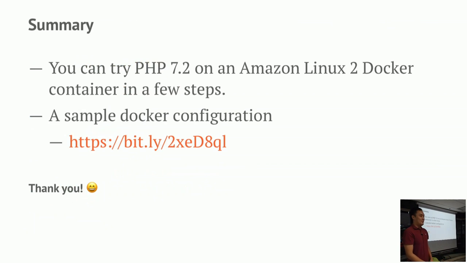And I'm finishing this talk. In summary, you can try PHP 7.2 on an Amazon Linux 2 Docker container in a few steps without paying money for AWS. And here is a sample Docker configuration available. You can download it from this URL.